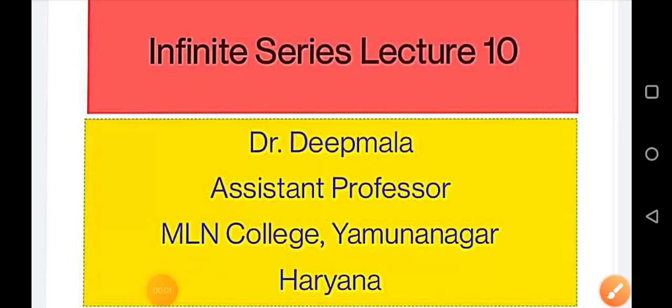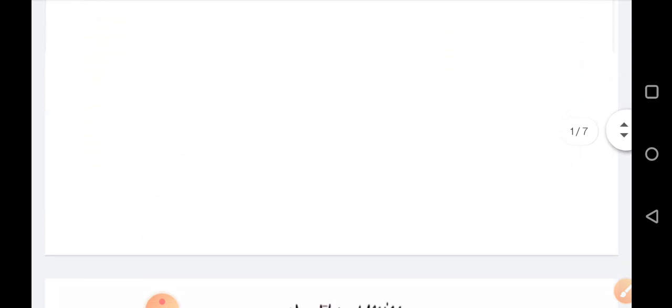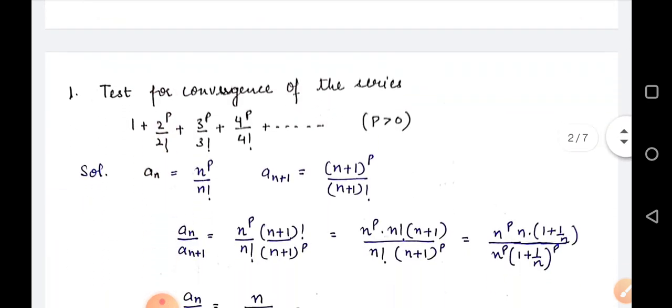Hello students, we were doing infinite series. In our previous lectures, we did the D'Alembert ratio test, and on the basis of the D'Alembert ratio test, we did some numericals. So here we are doing more numericals on the D'Alembert ratio test. So what was the D'Alembert ratio test?